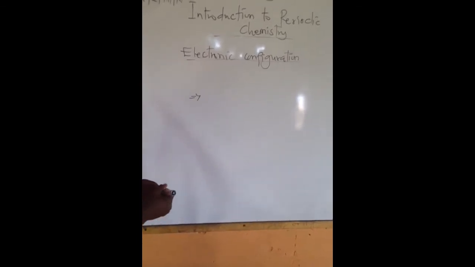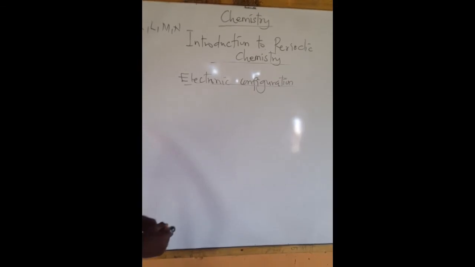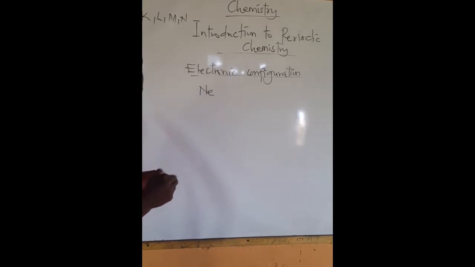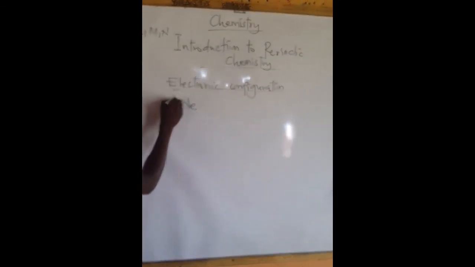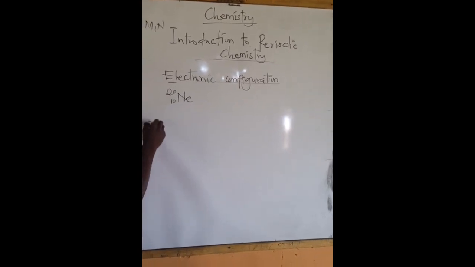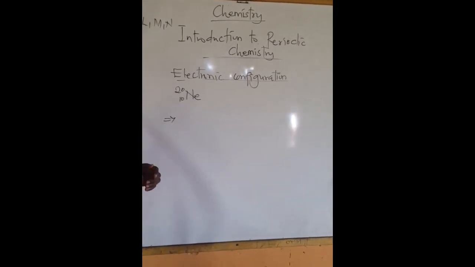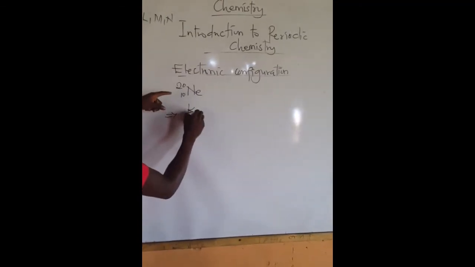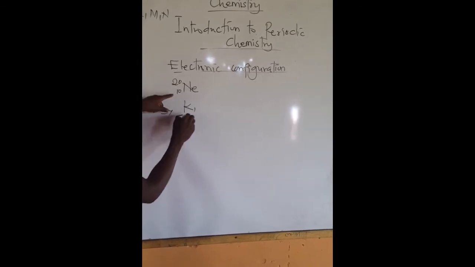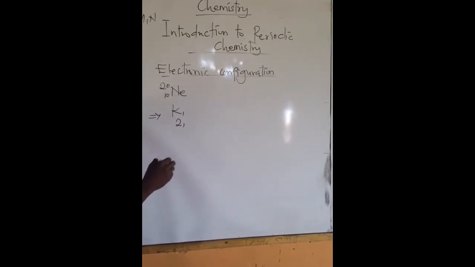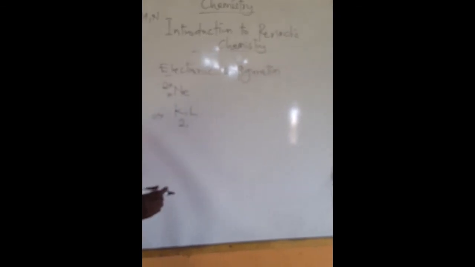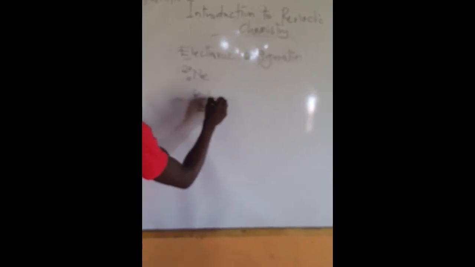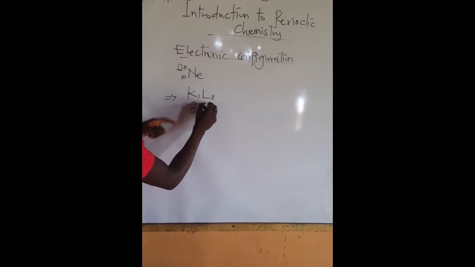Okay. Let's take another example. For the next example, we are going to have neon. For neon, the mass number is 20 and the atomic number is 10. So let's look at how to represent neon. Our K shell is going to take 2 of the electrons. Then you move on to the L shell. The L shell is going to take how many? 8. So we have 8.